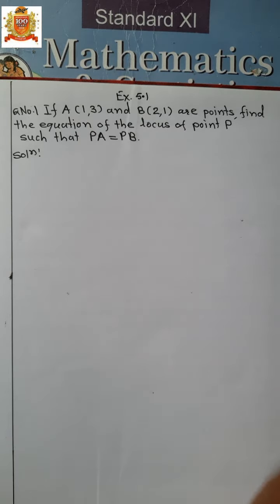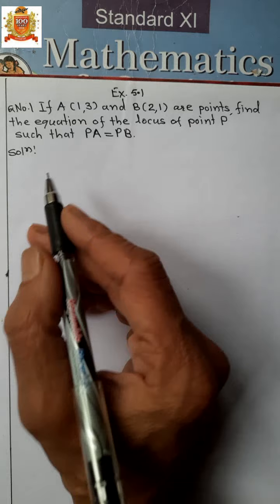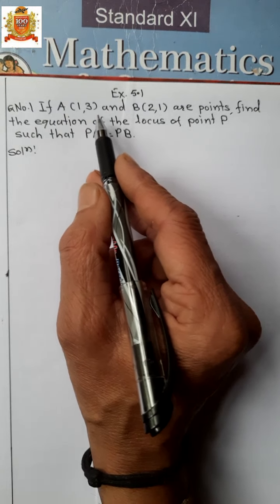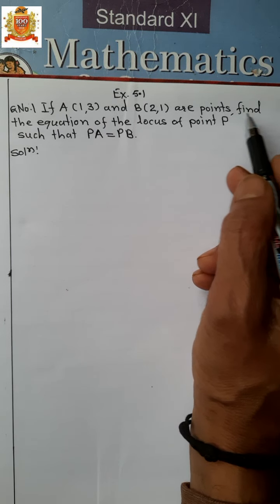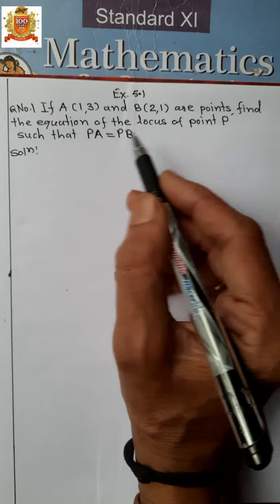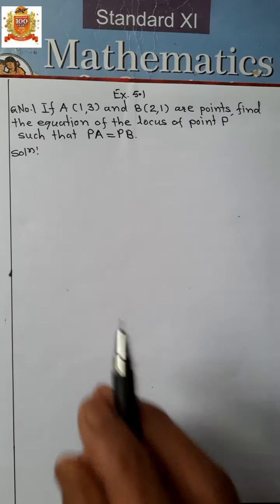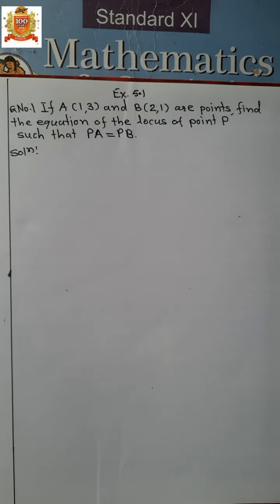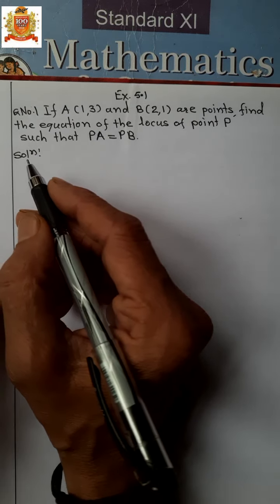Exercise 5.1, question number 1. If A(1, 3) and B(2, 1) are points, find the equation of locus of point P such that PA is equal to PB. Isn't it? So let us solve this problem.